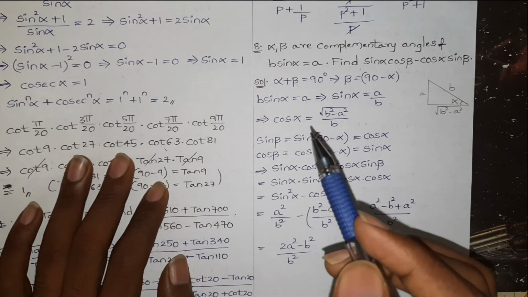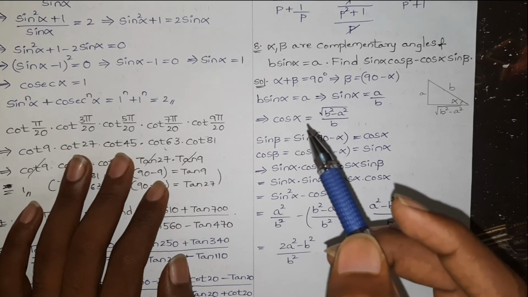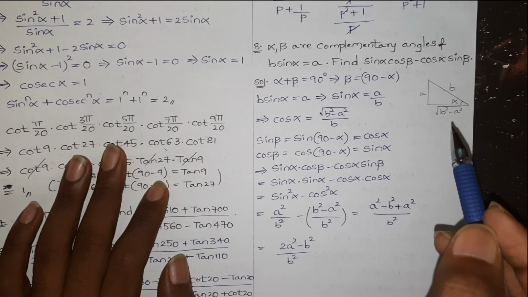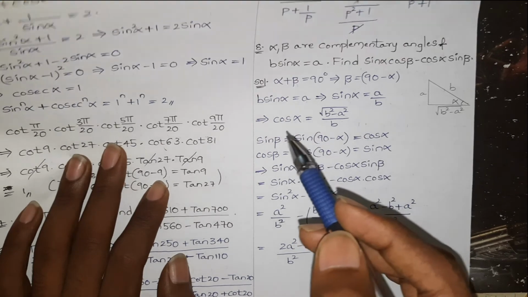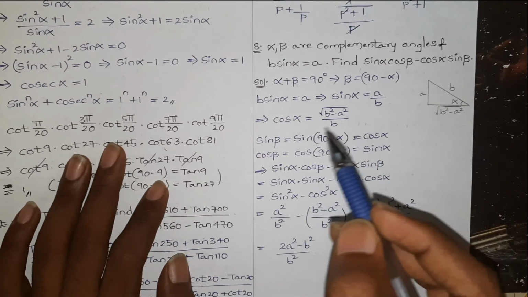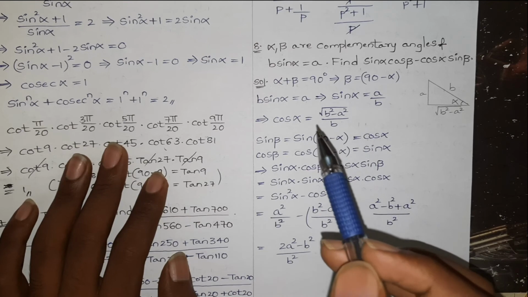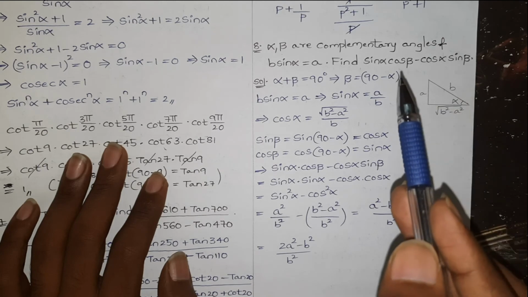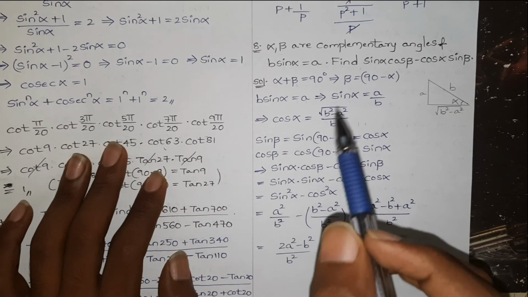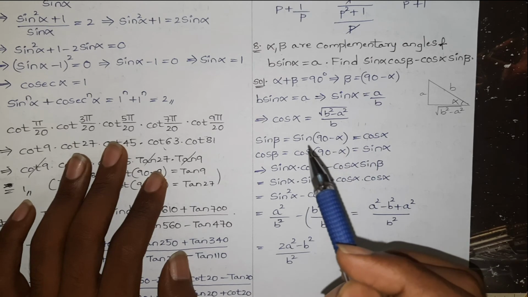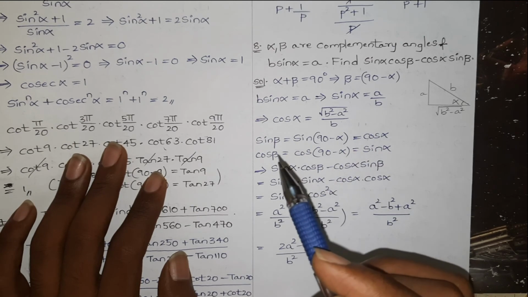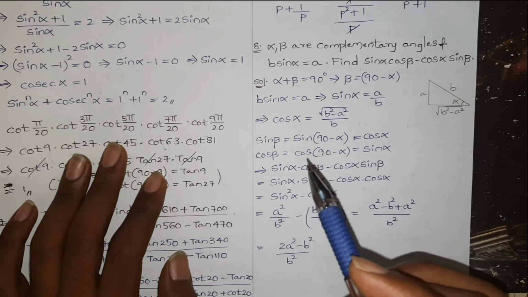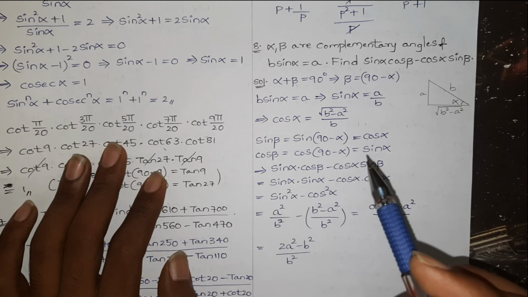So now let's find the value of cos alpha. Cos alpha is, we know that adjacent by hypotenuse. So adjacent value is root of b square minus a square, and hypotenuse value is b. So we have sin alpha and cos alpha. Now let us find sin beta and cos beta. We know that beta is equal to 90 minus alpha. So sin(90 − alpha) is cos alpha, and cos beta, in place of beta, let us substitute 90 minus alpha. We'll get cos(90 − alpha), that is sin alpha.